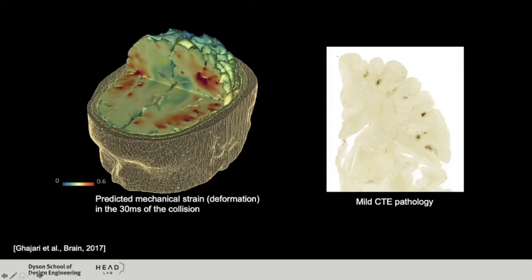It shows the distribution of the deformation, maximum deformation in the short duration, 30 milliseconds of the collision. More technically, this is a first principle Green-Lagrange strain contour that we are showing here. And interestingly, we found that the location of maximum deformations match with the location of the accumulation of these abnormal proteins, which actually is encouraging, shows that the model can provide some insight into the nature of this disease.